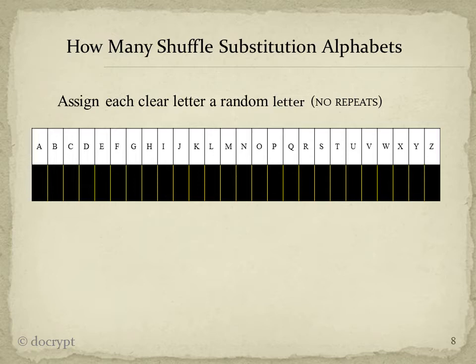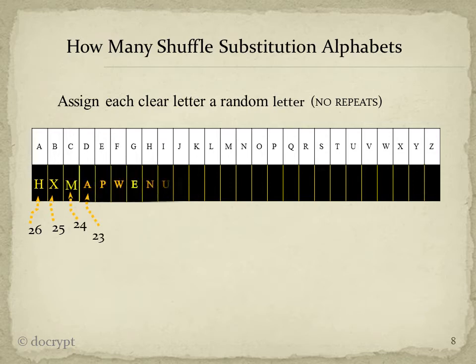So we'll start with A. You've got to choose a letter that you're going to substitute for A. You have 26 choices. Let's choose H. Move on to B. Oh, you can't choose H anymore. It's only 25 choices. Let's choose X. Move on to C. Same deal, so let's choose M.